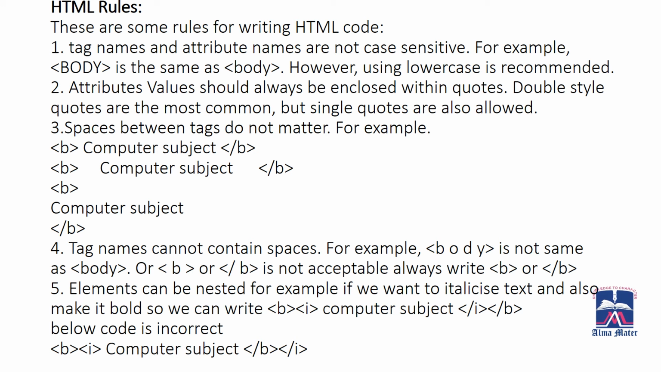Then fifth, elements can be nested. For example, if we want to italicize text and also make it bold, so we can write this command: on tag of bold, on tag of italic, then computer subject, then first always remember you have to use off tag of italic first, then off tag of bold. And the code that you see below is incorrect, where I have used off tag of bold before and I have used the off tag of italic after it.